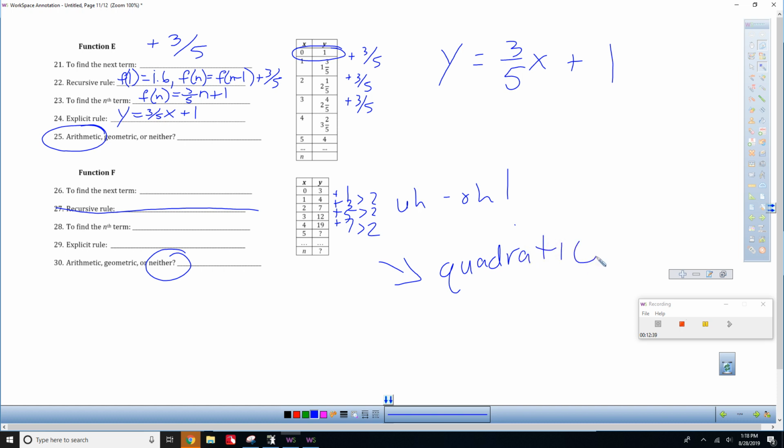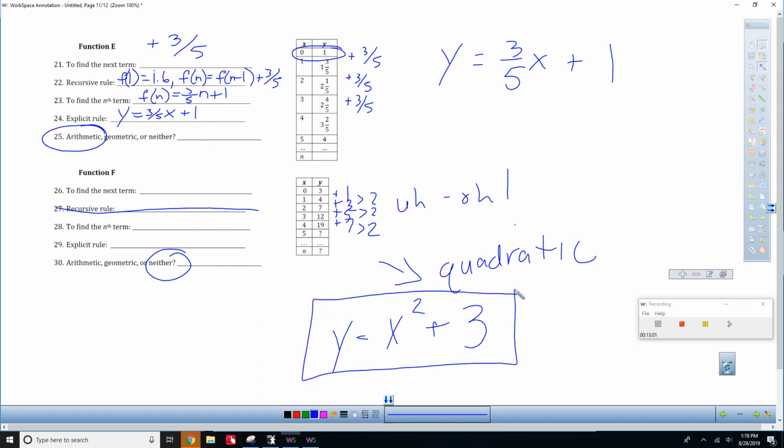If it's a quadratic, it means it involves x squared. What's 0 squared? 0. How do we get from 0 to 3? We added 3. 1 squared is 1. How do we get from 1 to 4? We added 3. There's your explicit formula. Now, I'm a math teacher. I've done this a long time, so that's how I was able to come up with that.